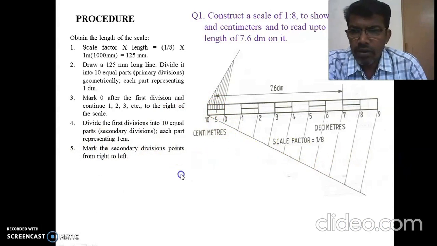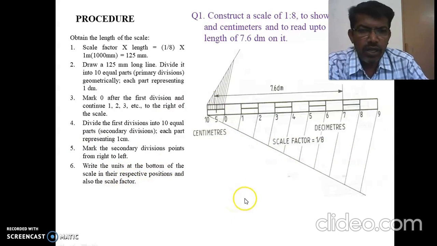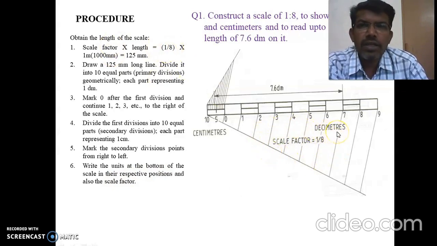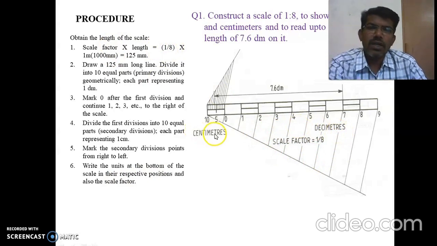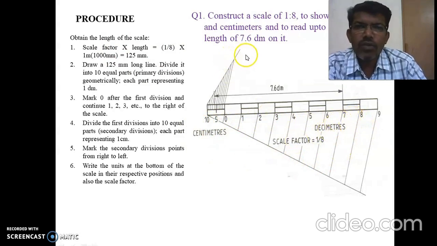Next, write the units at the bottom of the scale and their representative factor and the scaling factor. So you can see the representative factor of 1 by 8, what we have done here. So this is the representative factor and these are the units and these are the subunits. Suppose if units and subunits are not specified, then ultimately you cannot get the full marks in the scales. So now what is to be found?